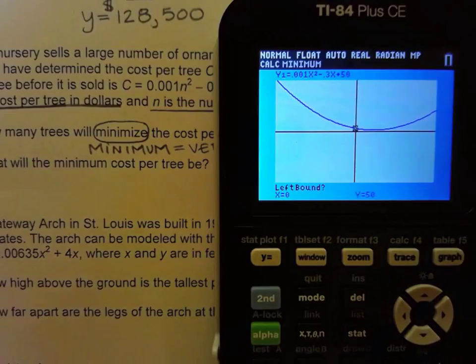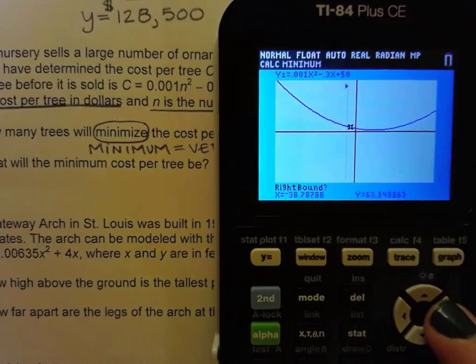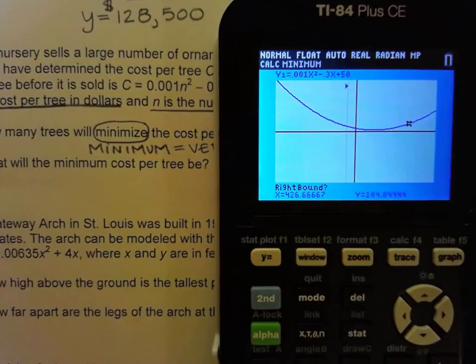Okay? All right, now the calculator is going to ask you the same questions as it did for maximum. So you want to go a little bit to the left and hit enter. And then we're going to go a little bit to the right. I think it dips down, starts to go back up. I'm going to go right there just to make sure I'm on the right and hit enter. And then hit enter one more time.